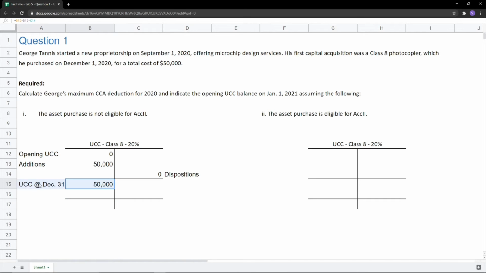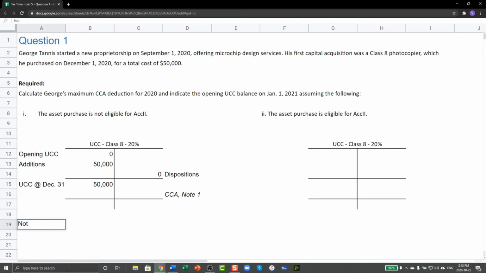What do we do after we get to this point? Well, it's time to calculate CCA, or our capital cost allowance. I'll do the calculation below, so let's make a note. Let's call it note 1, and let's do it down here.